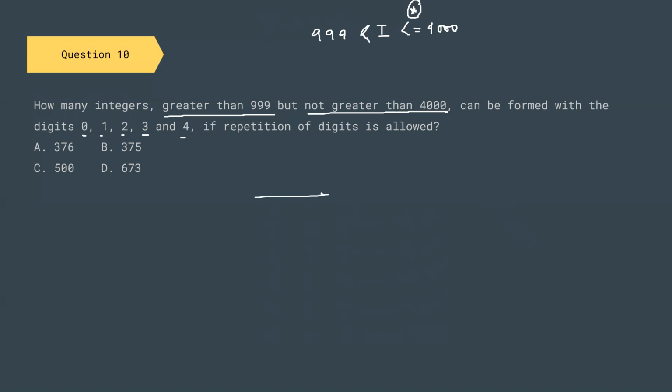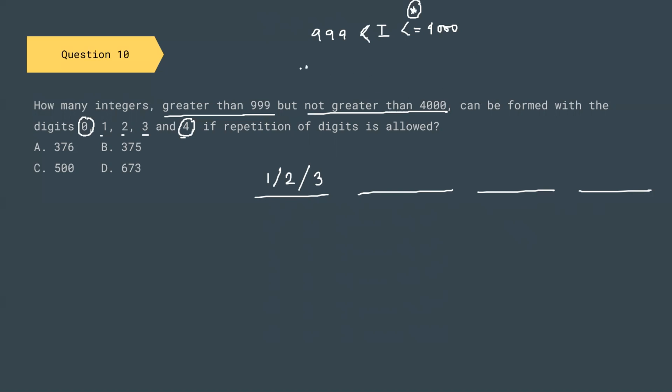So we have a total of 4 places to fill. In the first place, I can fill 1, I can fill 2, I can fill 3. Why can 0 not be filled? Because then it will become a 3-digit number. Why can 4 not be filled? Because the number should not be greater than 4000. If we fill 4 here, the only option left is 000 in the 3 places. So we are going to see 4000 separately.